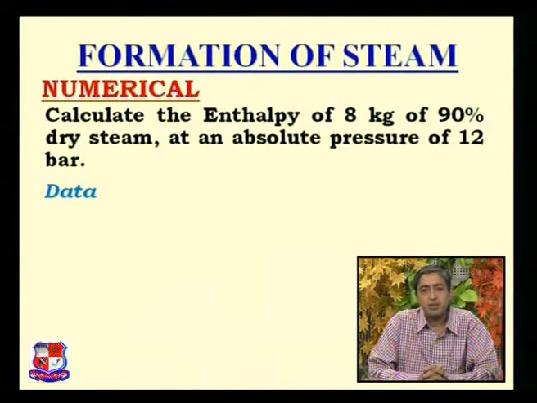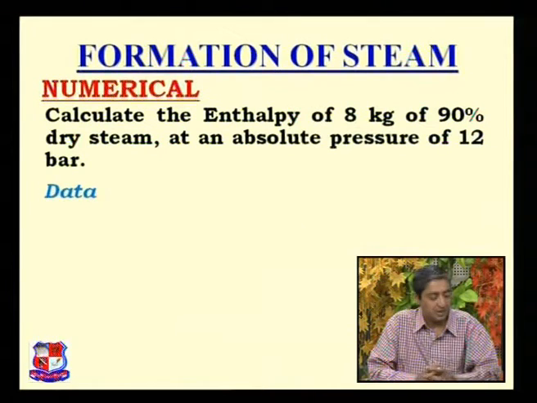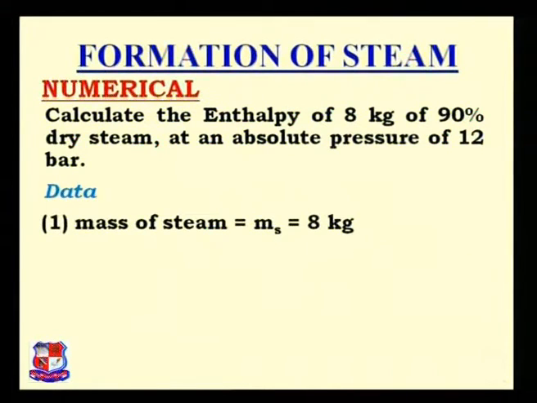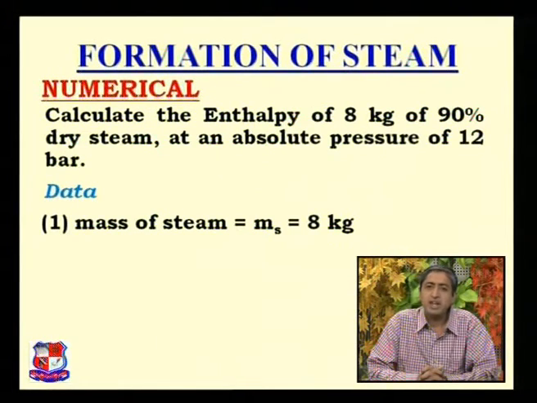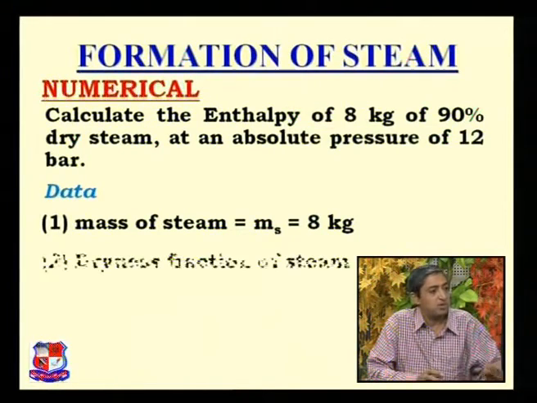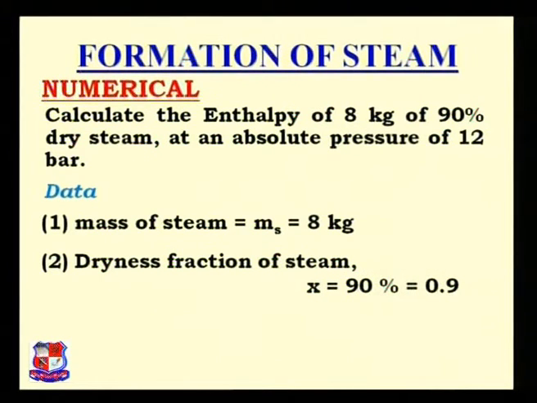Calculate the enthalpy of 8 kg. So they have given us the first data, that is 8 kg. So mass of steam is equals to 8 kg. Second is 90% dry steam. It means they have told us that the steam is 90% dry and 10% liquid. So we can say that the 90% they have given is dryness fraction. So x is equals to 90%, that is equals to 0.9.